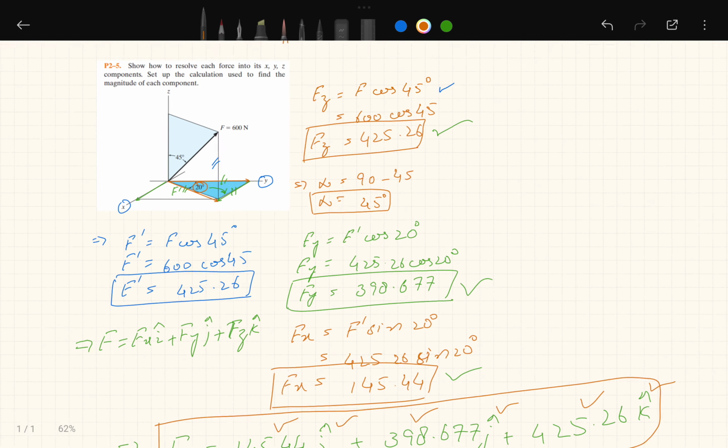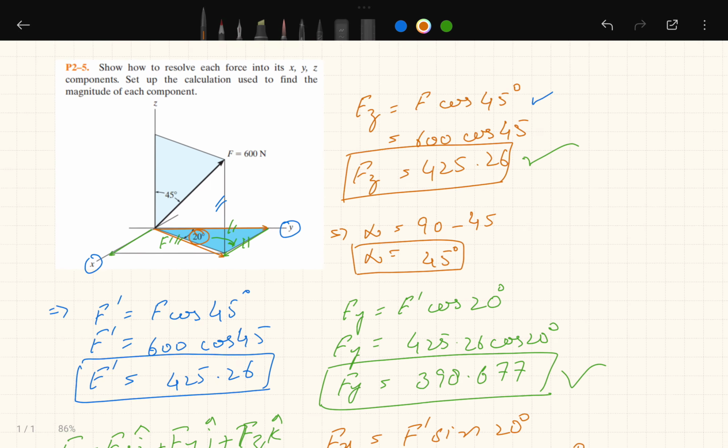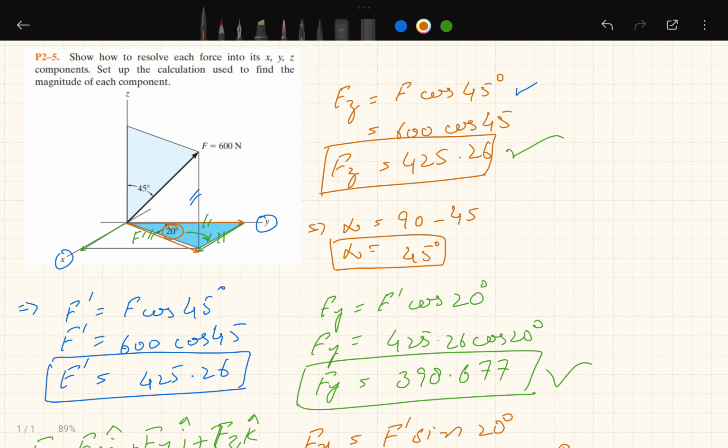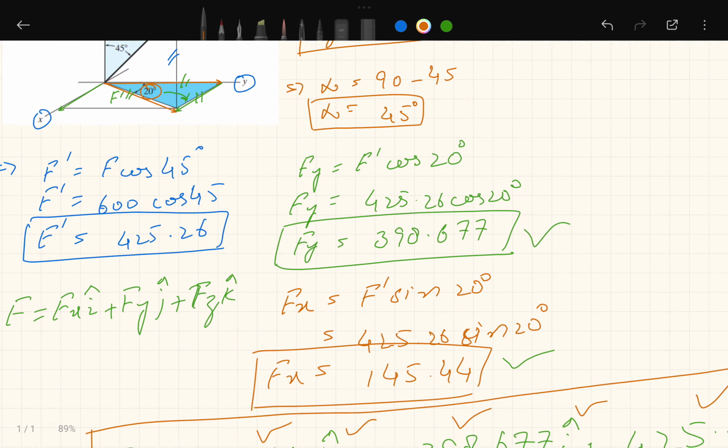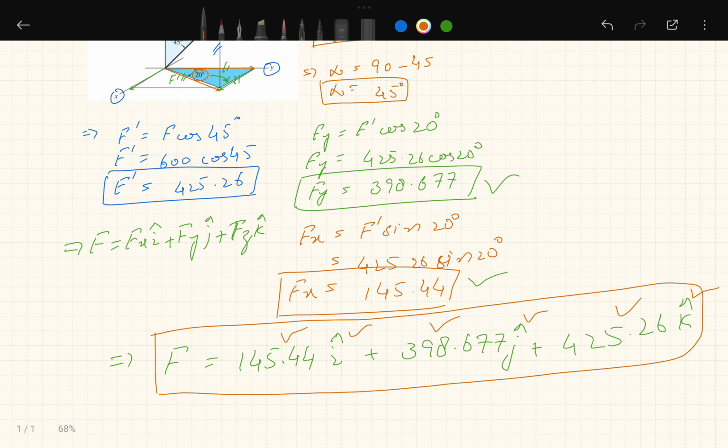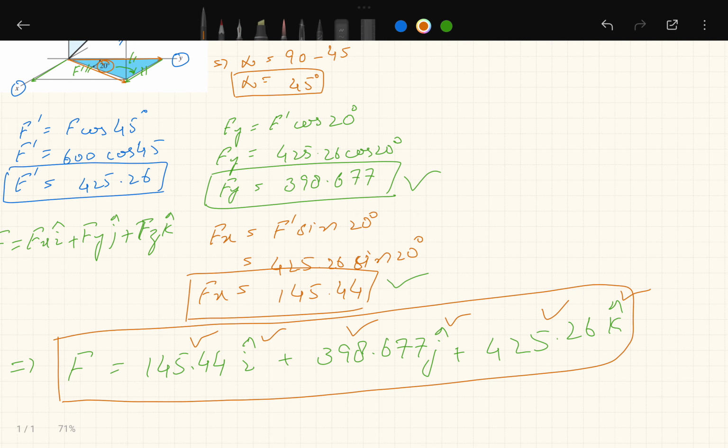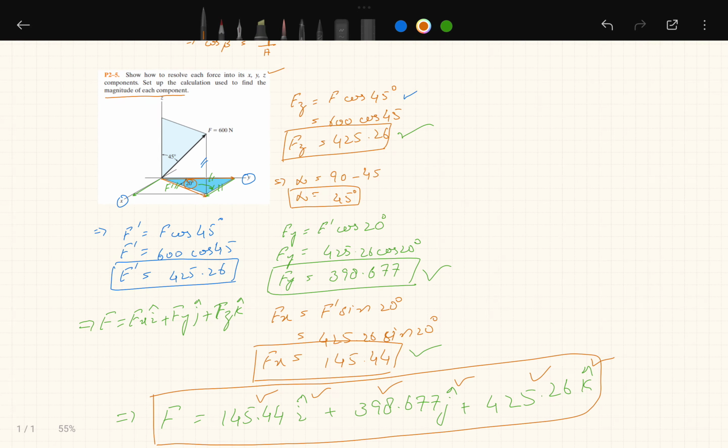Okay, so this is a very simple problem. I hope it is clear enough, where we saw how the components were calculated and we also saw the magnitude of each component. The direction shows which component they are. I hope it is clear enough.